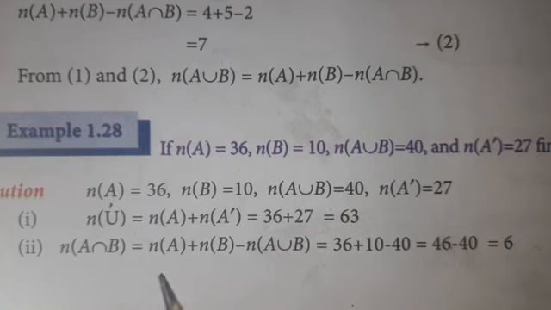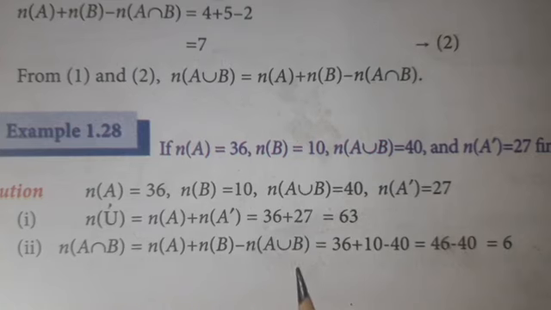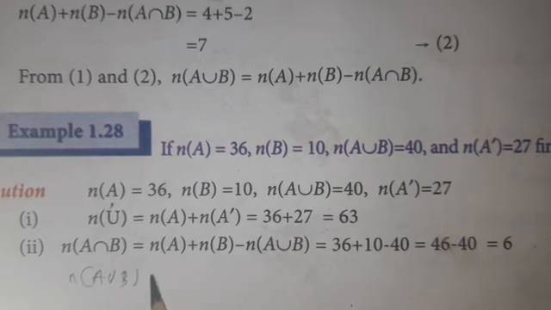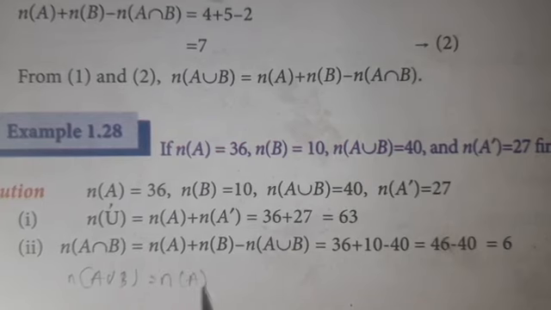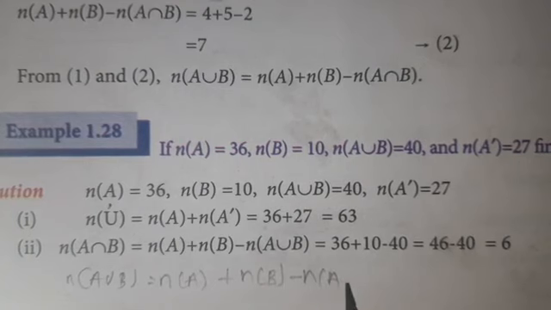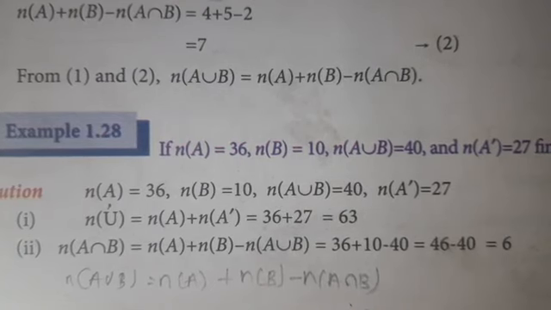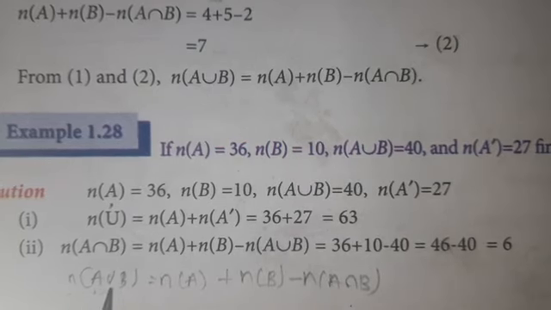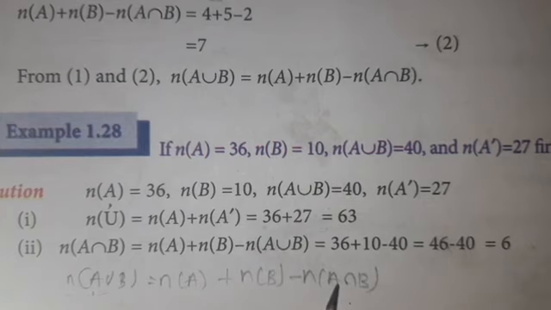The second question they are asking is n of A intersection B. You know that formula: n of A plus n of B minus n of A union B. In the formula, they gave n of A union B is equal to n of A plus n of B minus n of A intersection B. Here, where union is given, intersection will come in this place, and where intersection is, A union B will come.